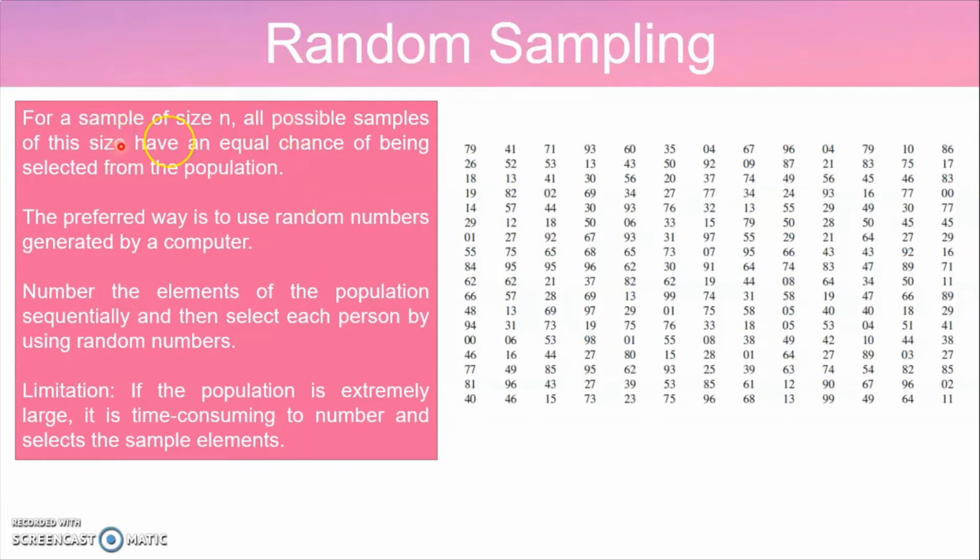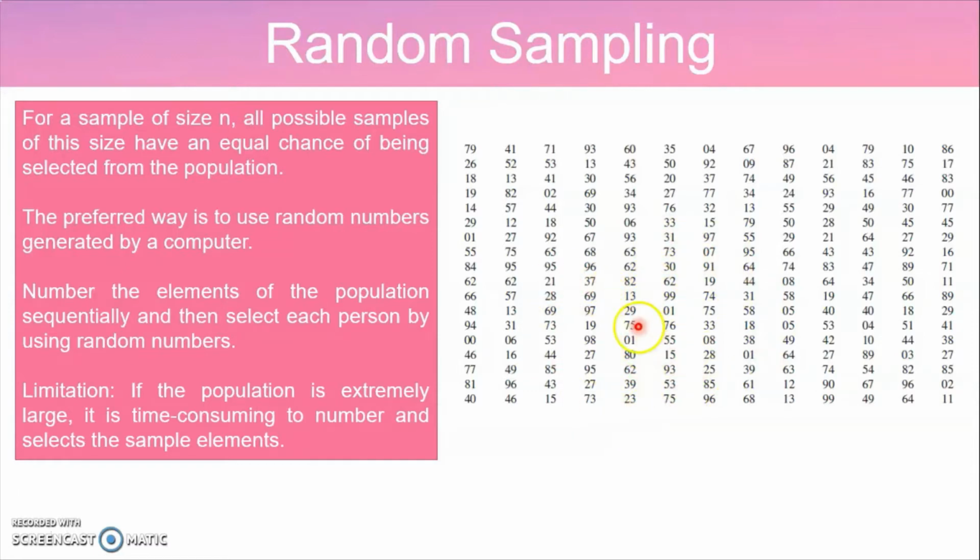Random sampling. For a sample of size n, all possible samples of this size have an equal chance of being selected from the population. To conduct random sampling, the preferred way is to use random numbers generated by a computer. So how do we use the random numbers generated by a computer? This figure shows an example of random numbers generated by a computer, and this is a standard random number table that we can use to take a sample.